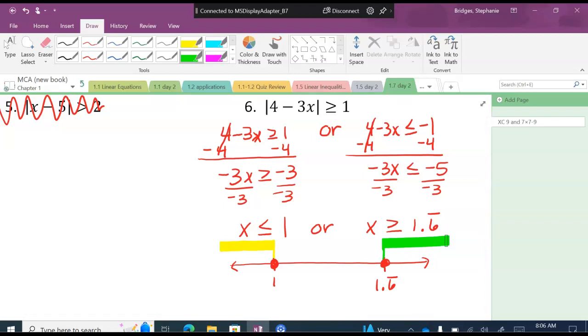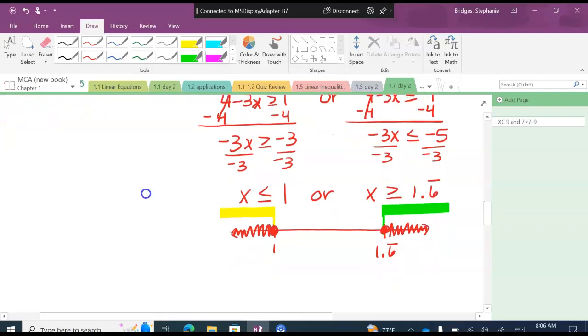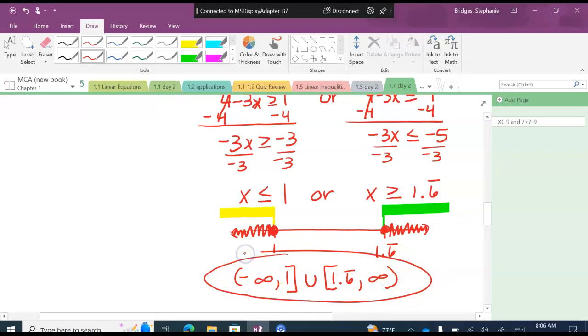Where do I shade? Do I shade on the left? Do I shade in the middle? Do I shade on the right? Okay. And then as far as my interval notation goes, where do I start? Negative infinity, comma, 1 in a bracket, in union with the bracket again, 1.6 repeating to positive infinity. And everybody knows that little bar that I put over the 6, that just means it's 1.6 repeating.